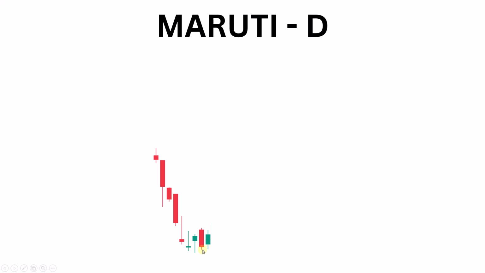Now once again, what is happening here is a pattern that we have learnt before. A pregnant lady pattern, harami pattern, correct? Once again, let us not go to the names, but this is a pattern that we have learnt before. We have tweezer bottom here, the bottoms are matching. Along with that, we have a pattern that we had learnt before. If we look prior to that, we have one more pattern that we have learnt before, and that too at the end of the downtrend.